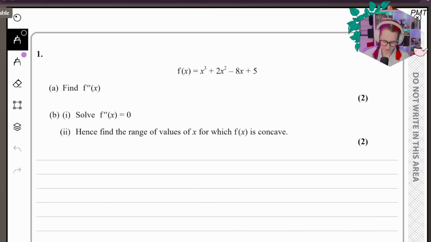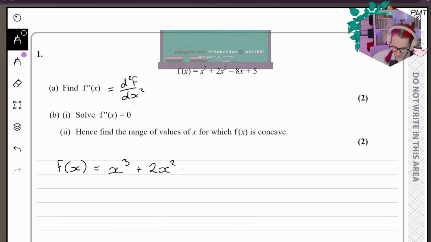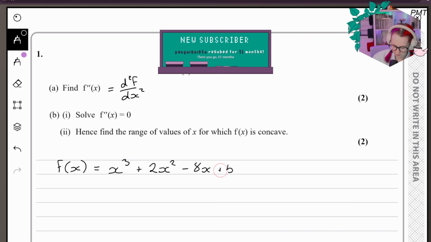Let's do this. So kicking things off, we have a function, x cubed plus 2x squared minus 8x plus 5. Find f double prime x. So this is equivalent to the second order derivative, which we can find by finding the first order derivative and then taking the derivative of that one. So if we have f of x is x cubed plus 2x squared minus 8x plus 5.